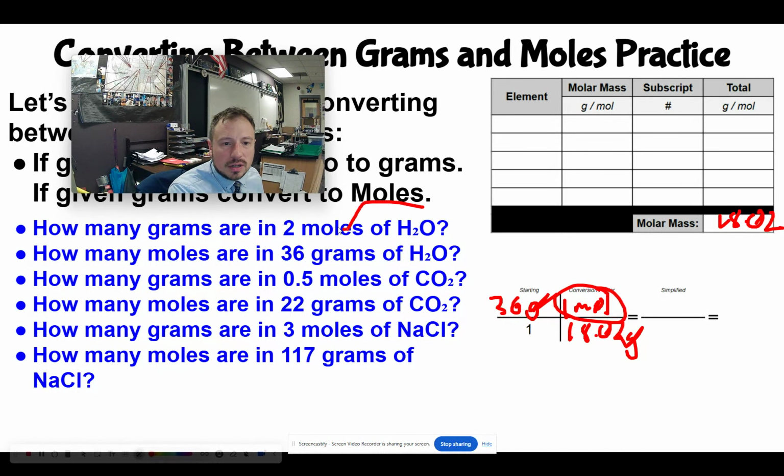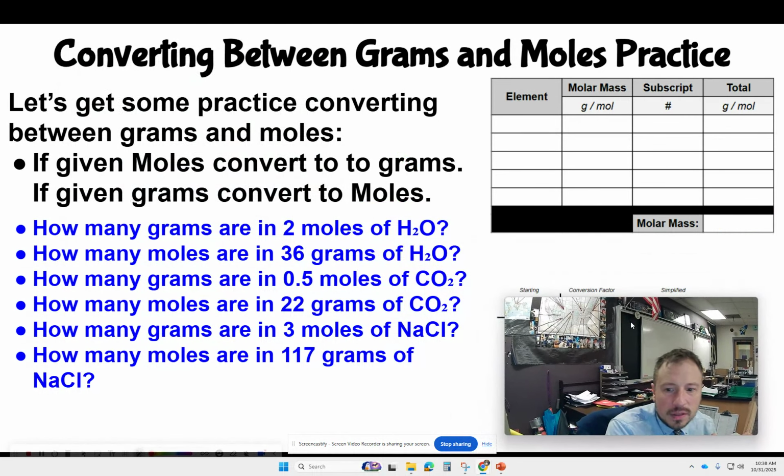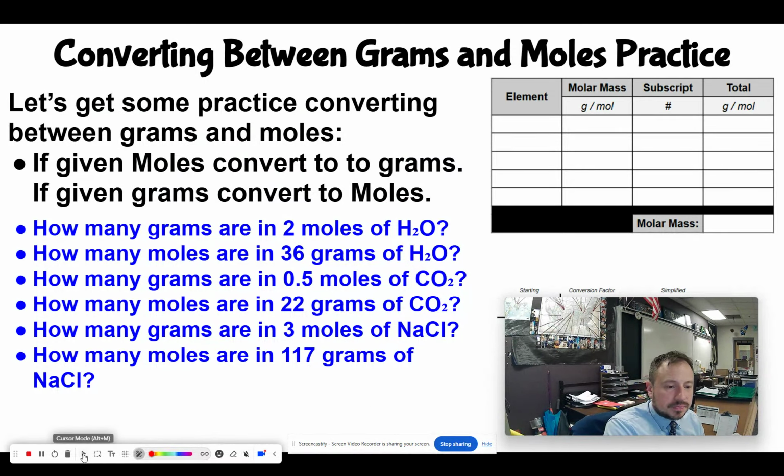So I did these two. I showed you how to set those up. Once again, you can do the rest. If you can do one of them, you can really do all of them.